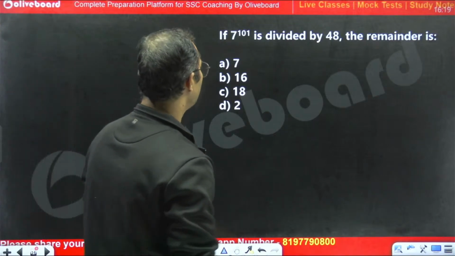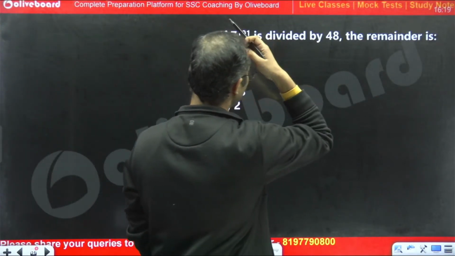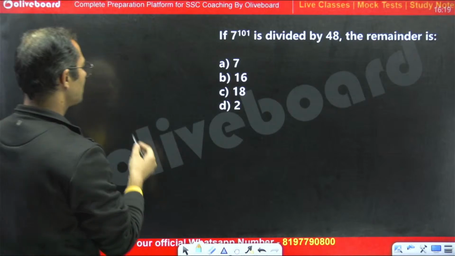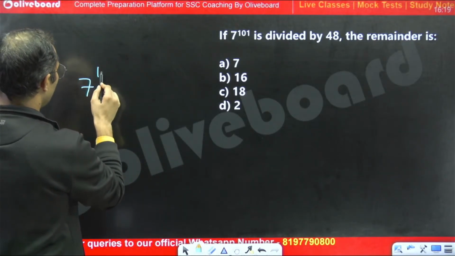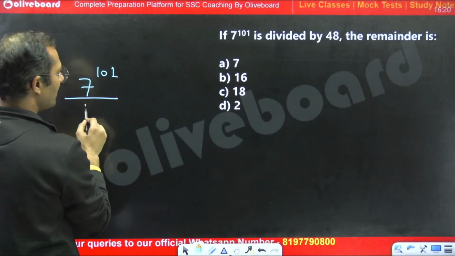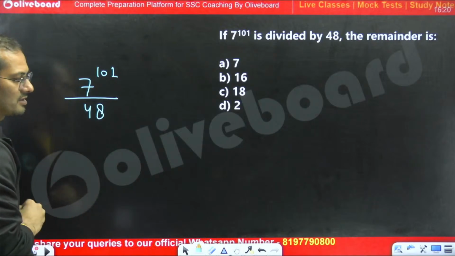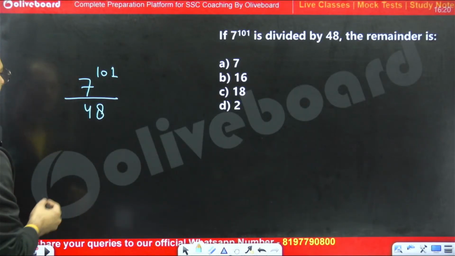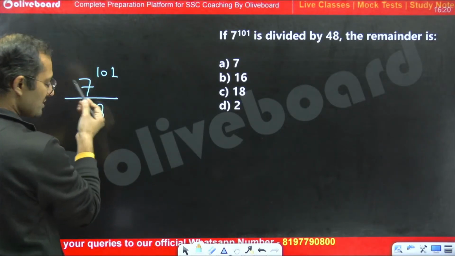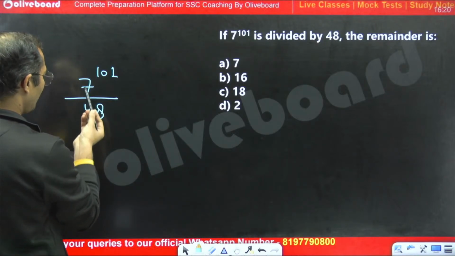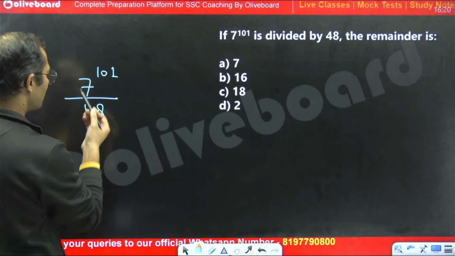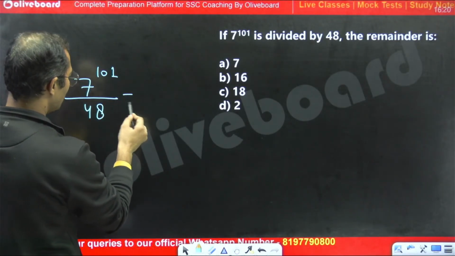If 7 to the power 101 is divided by 48, so simply we can say 7 to the power 101 divided by 48. Just try this question. See, here the gap is more, the gap is not 1. If I divide, I will not get 1, so we have to change the base. How can we do this?